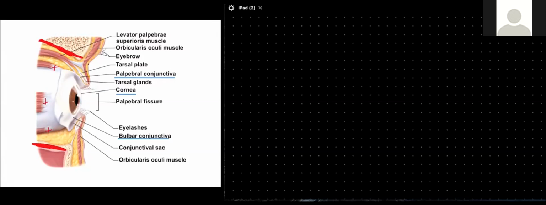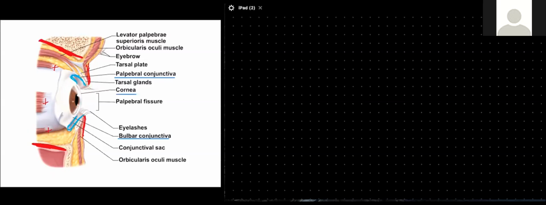You will see that the superior and inferior eyelids are covering the anterior surface of the eye. If we're looking on here, the inside of the eyelids, either the superior or inferior eyelids, along with the external part of the eyeball, will be covered by a membrane. We call the membrane here the conjunctiva.